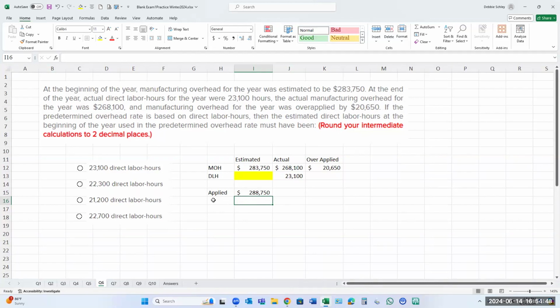Then normally I would take predetermined overhead rate times actual hours to get to applied. So if I work that backwards, I can take the applied manufacturing overhead divided by actual hours, and that gets me back to the predetermined overhead rate.